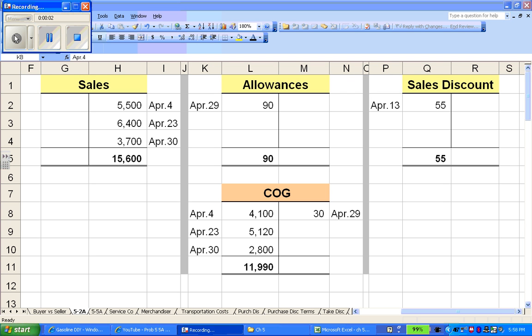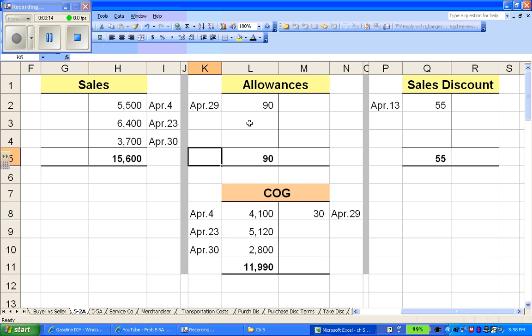Okay, this is the final continuation of problem 5.2a. So I showed you the sales account. We posted the entries to the sales account. I showed you where we posted the entry to the sales return and allowance. There was only one entry on April 29th. And then our sales discount on April 13th, where we gave a customer a discount if they paid early. And there's our sales discount of $55.